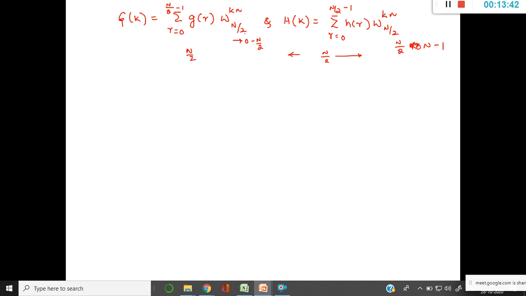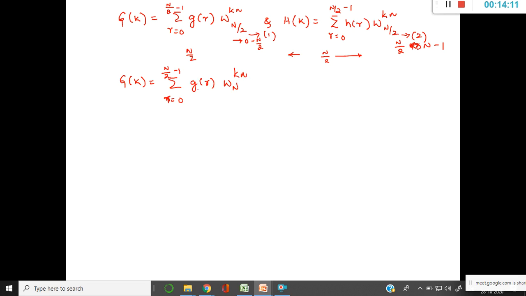So now what I do is, let me call this equation number one for today's session. Let me take the G of k here. Now what is G of k? How many point DFT is it? It is not N point. It is N/2 point DFT.